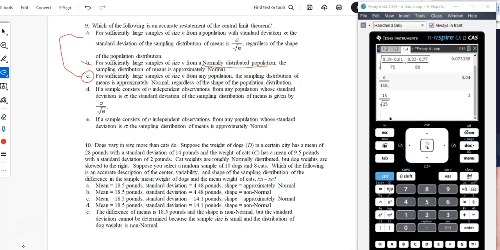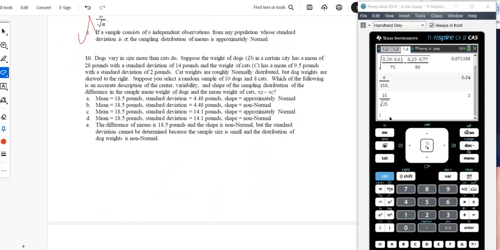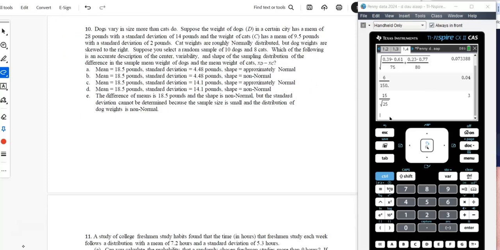So I think that's the central limit theorem. So even though A is true, these just don't even hold water. They're not the central limit theorem. It doesn't sound like it at all. So it's got to be C.